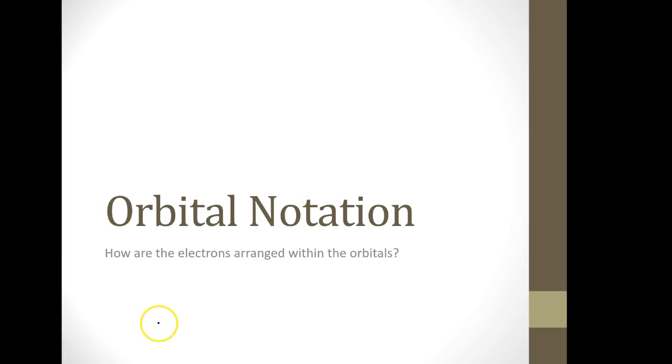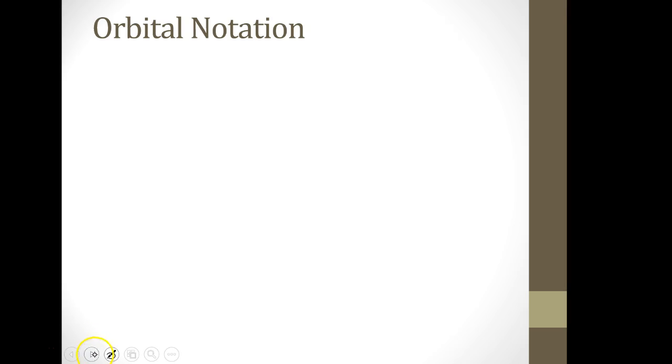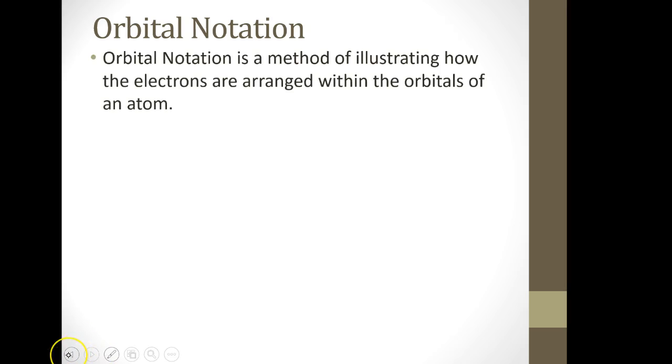Okay, so now we're going to talk about something called orbital notation or orbital diagrams. This is pictures, and it shows how the electrons are actually arranged within the orbitals so that you can almost visualize them. Orbital notation is based on electron configuration, so you have to master that before you jump into this. It's a method of illustrating how the electrons are arranged within the orbitals of an atom.